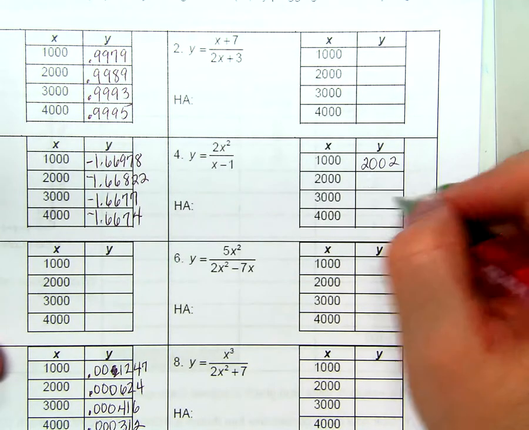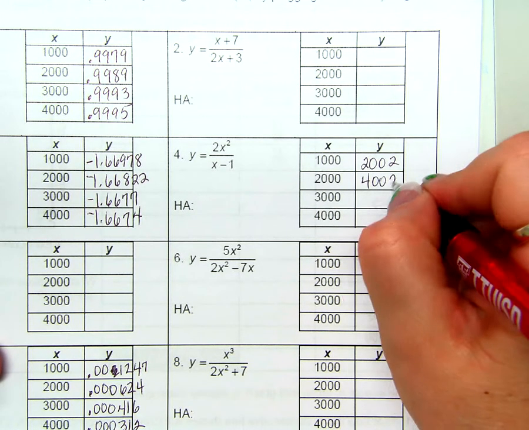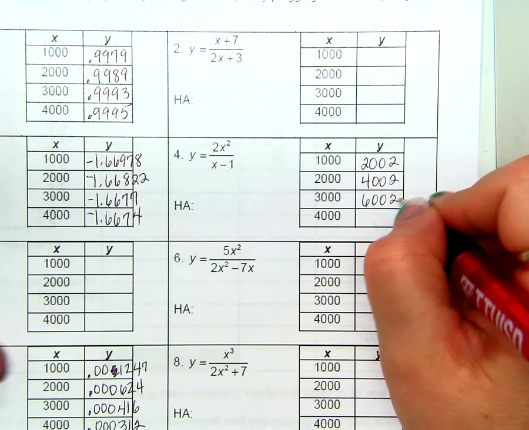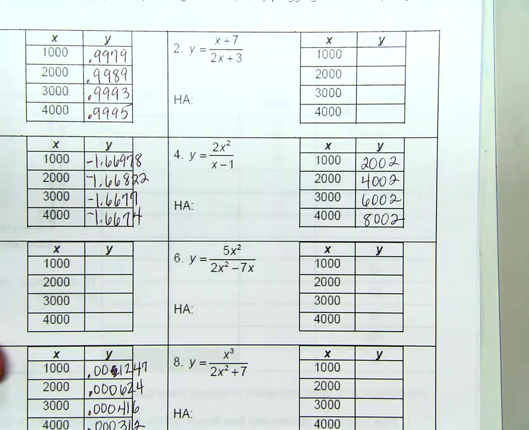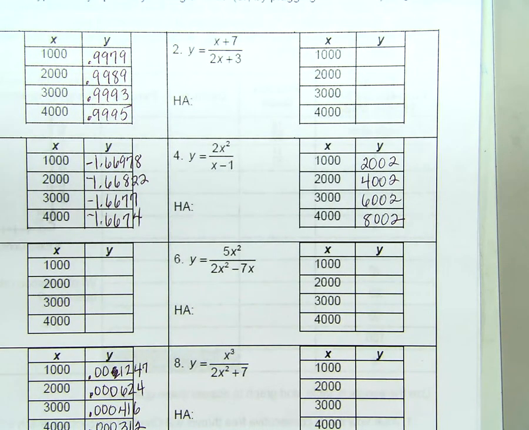2002. 4002. 6002. 8002. Excellent. For what? Number 8? It depends on how your calculator's set up. Somebody's been going and messing with the settings of these calculators. Tell me what you got on the first one. I'll tell you if it's right. Nope, that's not right. Did you use parentheses? That's right.